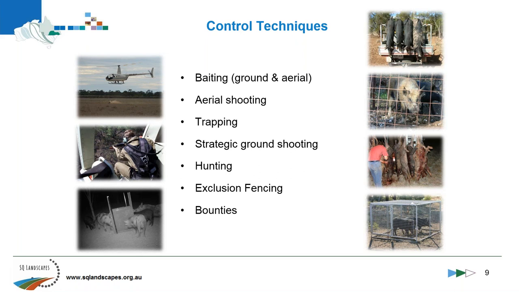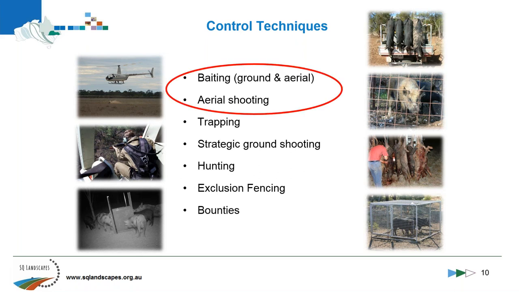There's one up there that's actually improved to increase the population, and that's bounties. Bounties are not a good thing because once people want them in the landscape, they start to leave the sows and suckers and they start to farm them. They start to harvest these animals. So bounties, I think, are out. The two that I like best are baiting and aerial shooting.